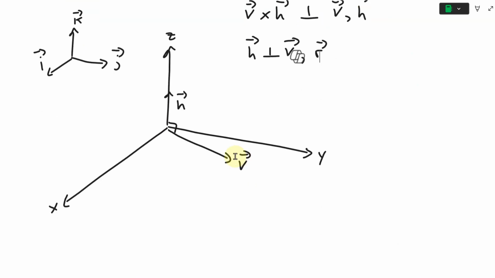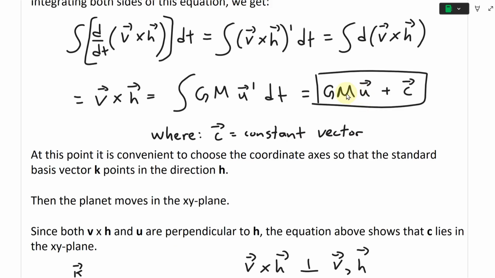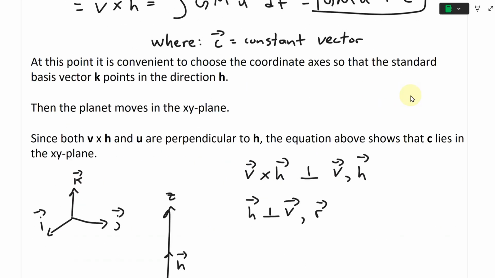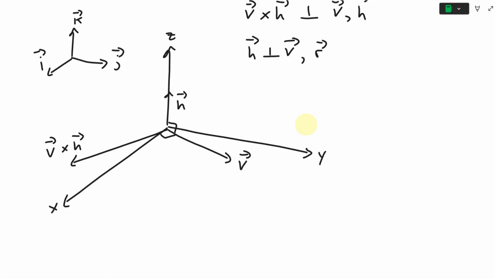And now v cross h is perpendicular to v and h, so it's going to be somewhere like this, and it's all in the same plane here. Let's say it's somewhere like that. This is going to be our v cross h. And now v cross h equals GM u plus c. Well, u is going to be, I'm going to draw a dashed line like this. Let's just draw it like that.